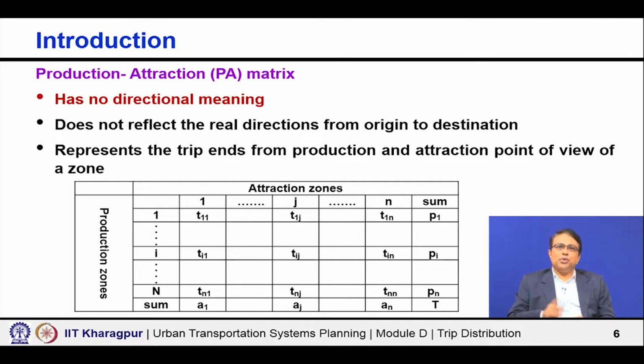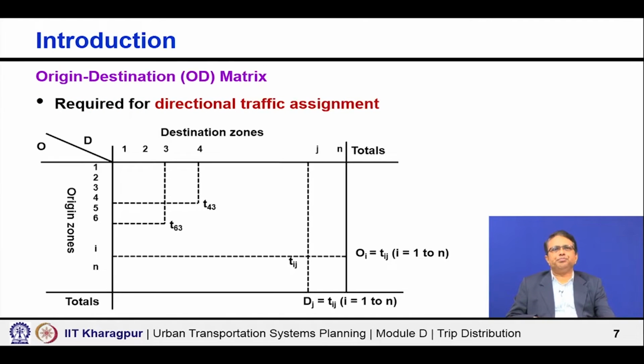So, even if a trip is from office to home, we will say origin is office, destination is home, which is actually important because that is where the directional part is included in that description. But when we look at it from the production attraction point of view, we will still say that the trip is produced at the home end and attracted to the office, but that does not indicate the direction of travel, whether it is from home to office or office to home. That information is not included in the production attraction matrix. Okay. So, that is what is shown here.